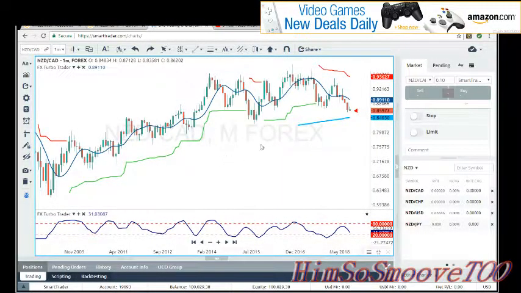Last video showed you guys how crowns form in a live market. But right now, we're just going to go through this NZD CAD. We're starting off on the monthly chart.